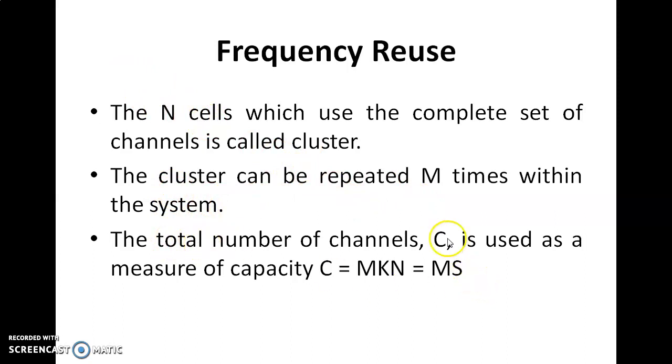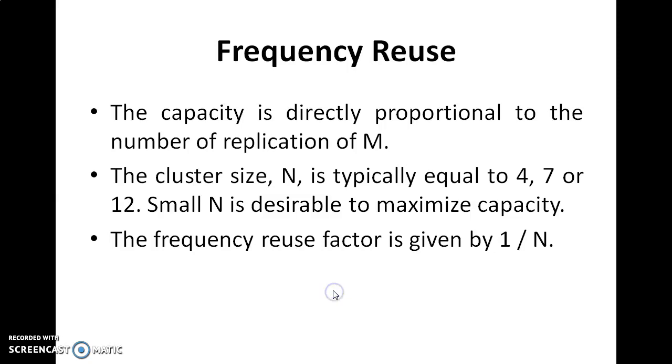Now the total number of channels C is a measure of capacity. C is equal to M into K into N, because the cluster is repeated M times, and N cells each have K channels. K into N we have already seen is S. So finally C is equal to MS. The capacity is directly proportional to the number of replications M.